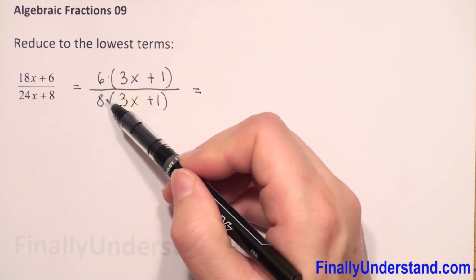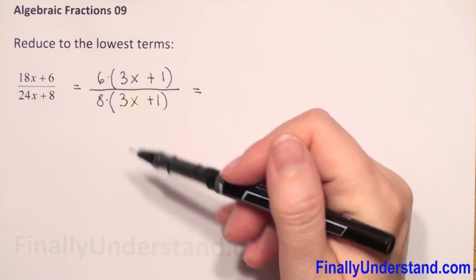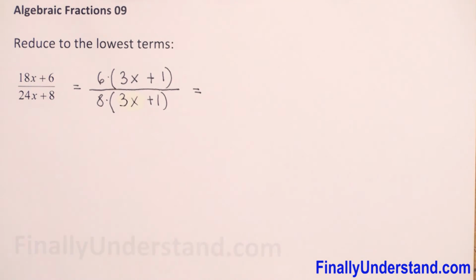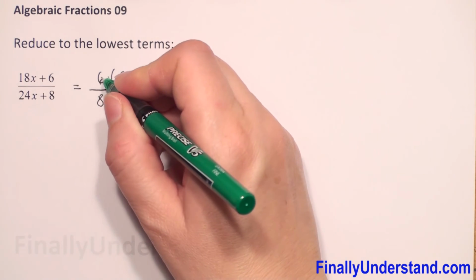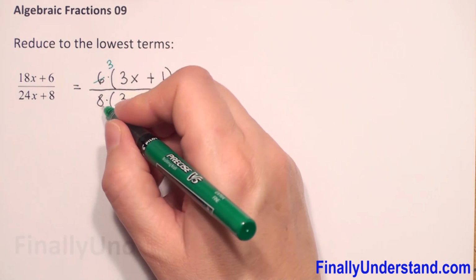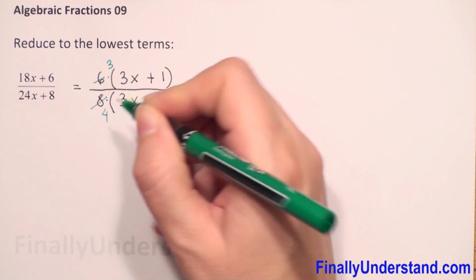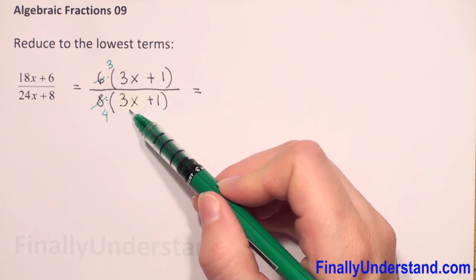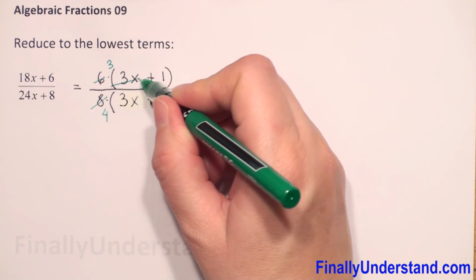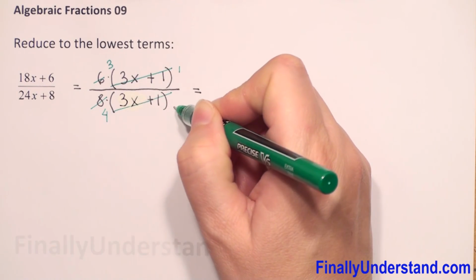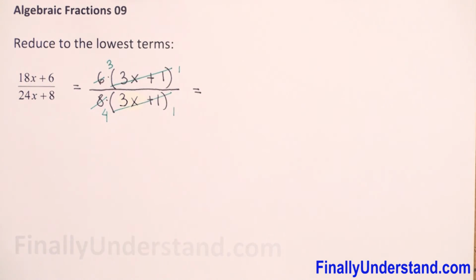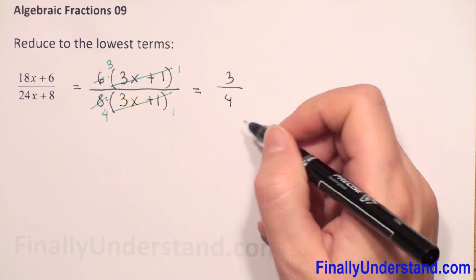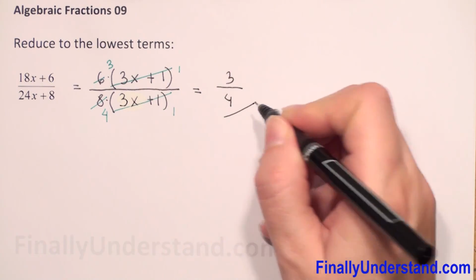Now when we have multiplication, we can reduce. The greatest common factor for 6 and 8 is 2. 6 divided by 2 is 3, and 8 divided by 2 is 4. What else? We have the same expression in parentheses in the numerator and in the denominator, so we can reduce this. 1 and 1. So now we have 3 times 1 is 3 in the numerator, and 4 times 1 is 4 in the denominator. This is my solution.